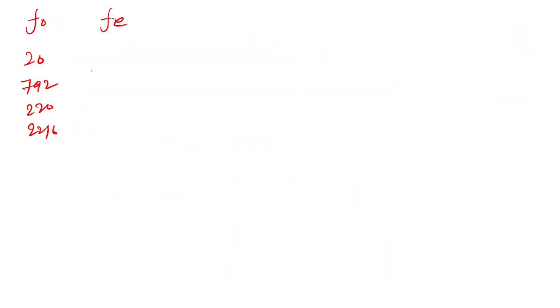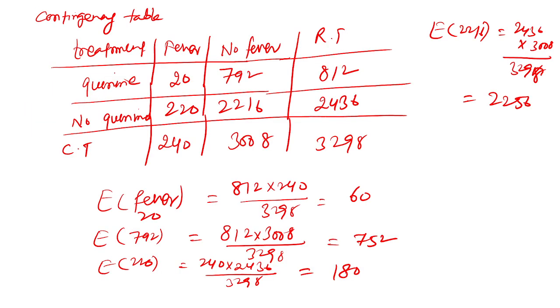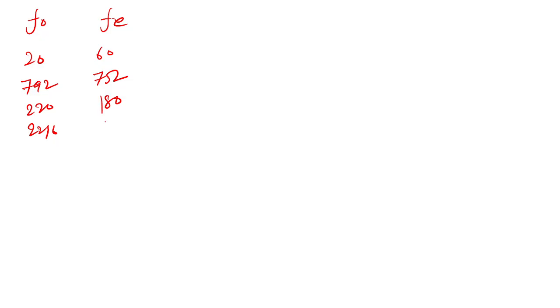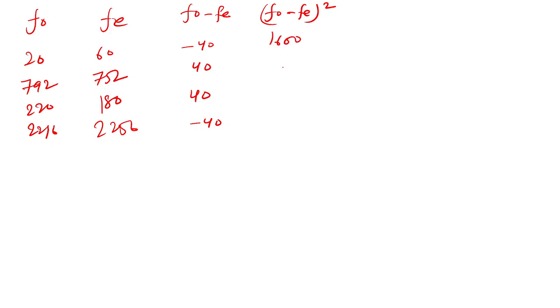So this is actually 60, 752, 180, 180, 2256. So FO minus FE will become minus 40, 40 and 40 minus 40. So the square of FO minus FE, whole square, will become 1600, all 1600.